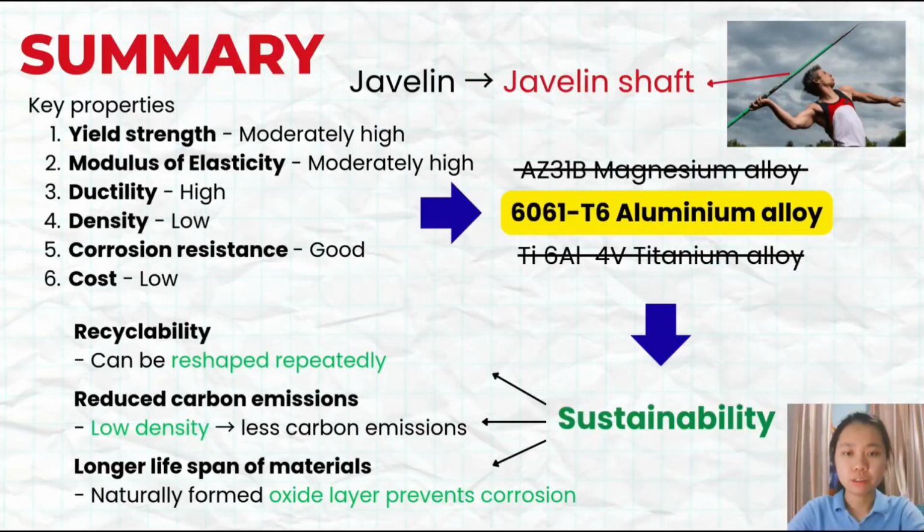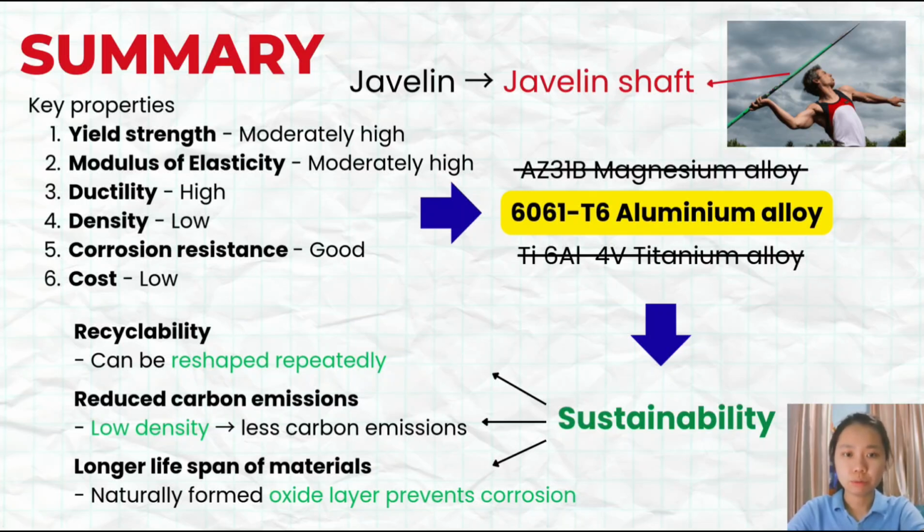In short, our focus for this project is to find the most suitable material for a javelin shaft, and after we did the analysis, we can see that 6061-T6 aluminum alloy is the most suitable material to produce a javelin shaft because of its moderately high yield strength and modulus of elasticity. It also has high ductility, low density, good corrosion resistance, and low cost.